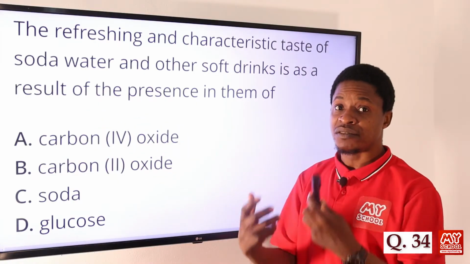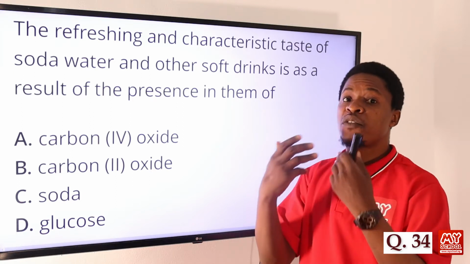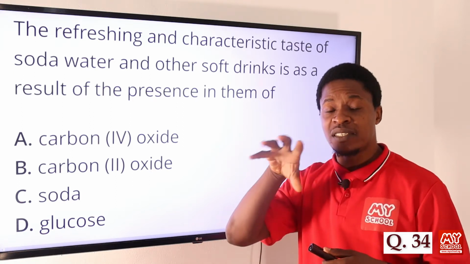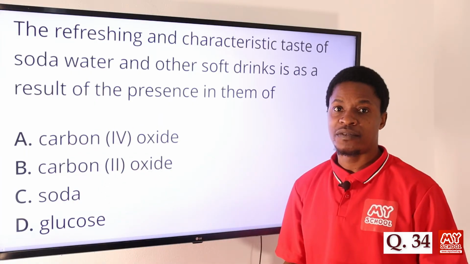It gives the drink the refreshing taste when you take it, and then it also acts as a preservative for all the raw materials that are used in producing the drink. So the correct answer is option A, carbon dioxide.